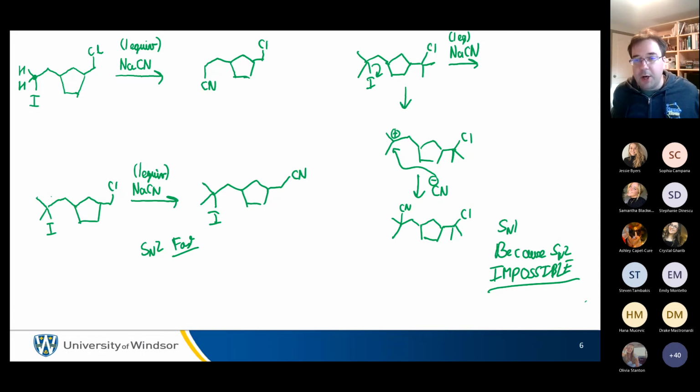Yeah, E1's not possible because cyanide's a crappy base. It's going to be a nucleophile. It's not only a crappy base, it's also really small, so it's a really good nucleophile. It's both a really good nucleophile and a really, really poor base. So yeah, SN1.